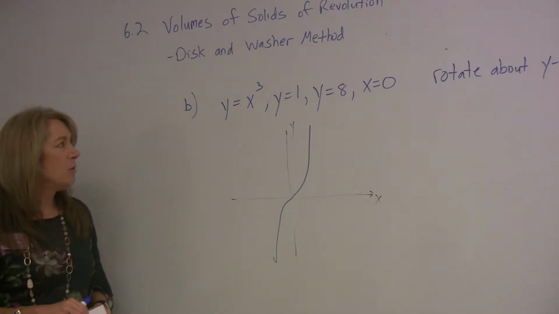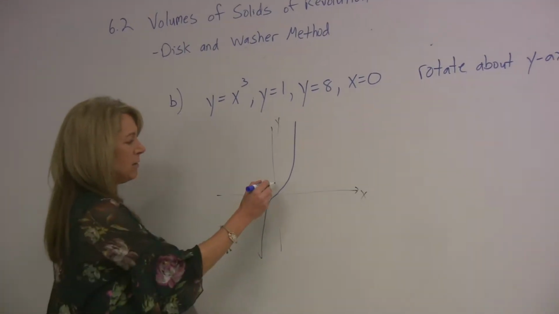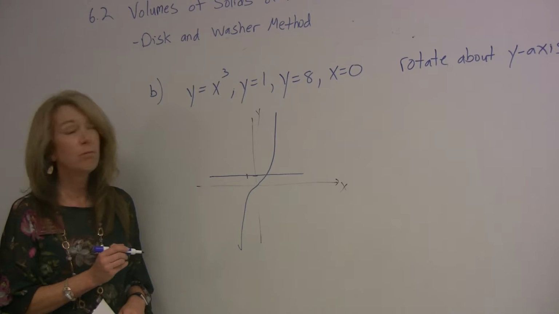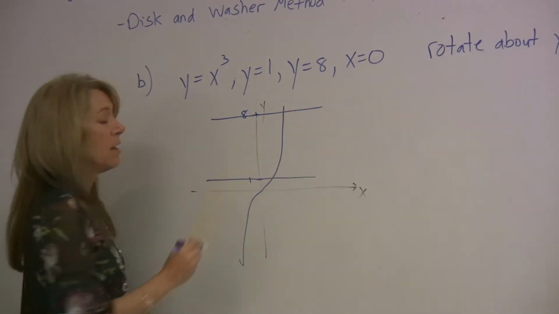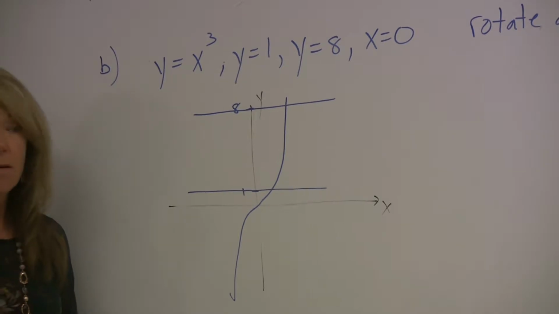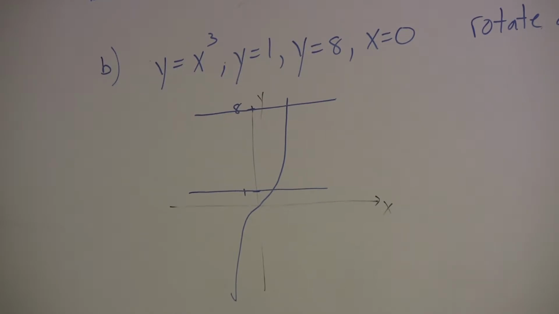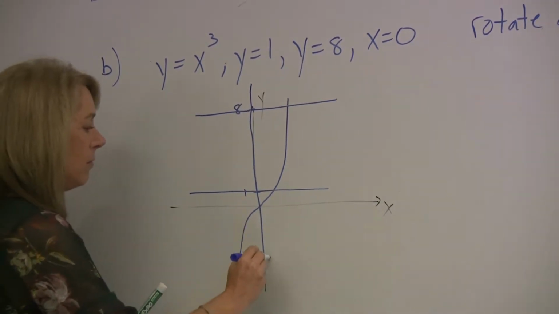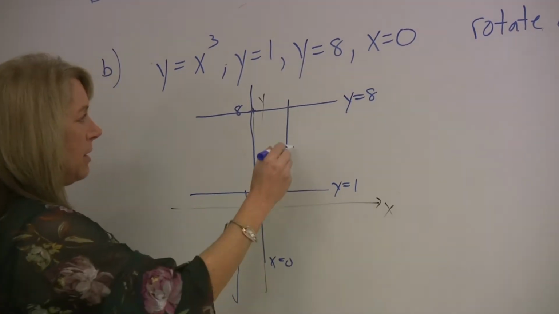So there's y equals x cubed. Y equals 1, so let's say 1 is here. That's just a horizontal line. Y equals 8 is up here somewhere. That's another horizontal line. And where's x equals 0? The vertical on the origin. Perfect. The vertical at the origin, the y-axis. This is x equals 0. Everywhere on this line is x equals 0. So we have y equals 1, y equals 8, x equals 0, and this was y equals x cubed.